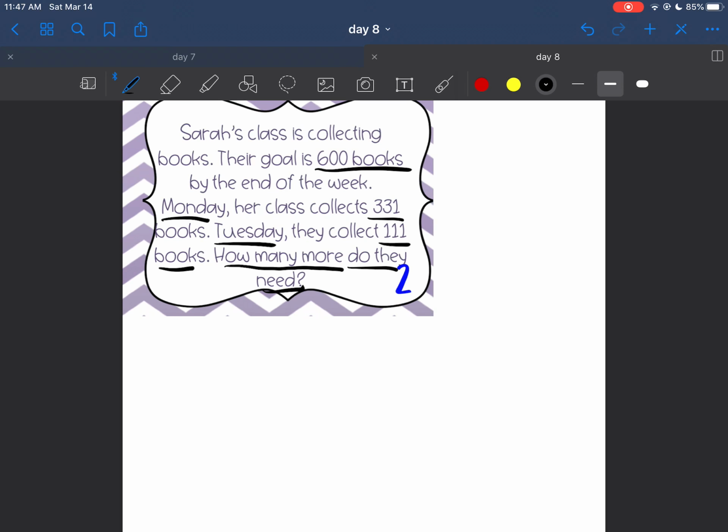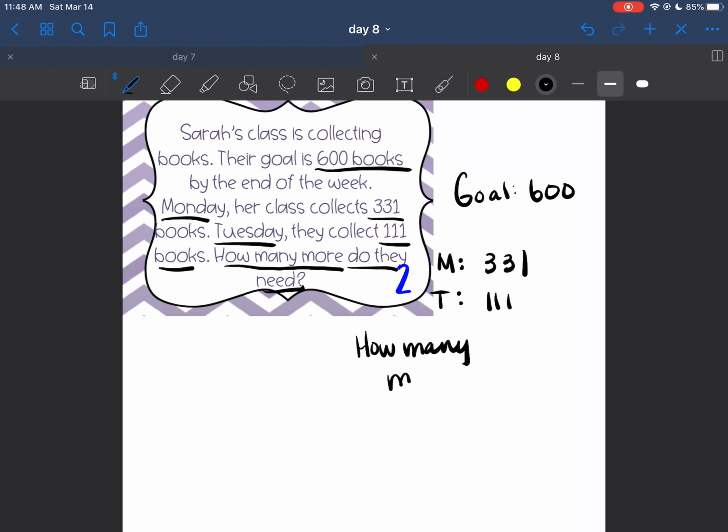All right, so let's walk through and talk about what the problem is asking us. We know that Sarah's class is collecting books, and their goal is 600 books, right? By the end of the week. We know that on Monday, they collect 331 books, and on Tuesday, they collect 111 books. Then we want to know how many more until they reach their goal.